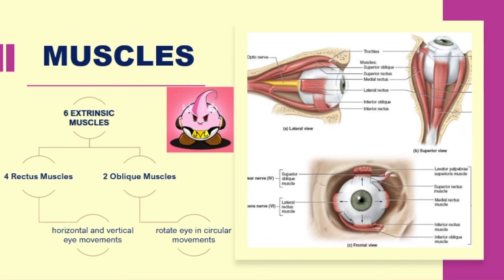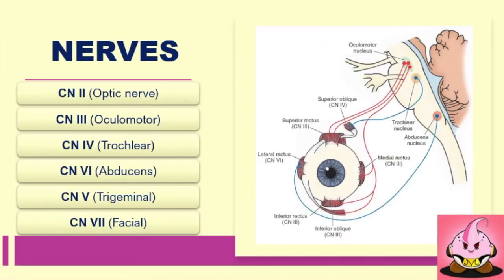So your superior oblique is innervated by your cranial nerve number 4, which is your trochlear nerve. Okay, your lateral rectus is cranial nerve number 6, that will be your abducens. And then the other muscles here are innervated by your oculomotor cranial nerve. So we have the cranial nerves, and these cranial nerves have different functions when it comes to your visual functioning.